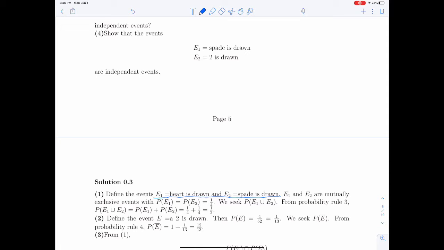And they are mutually exclusive events because if you think about it, me drawing a heart or me drawing a spade, they don't affect each other because it says or.